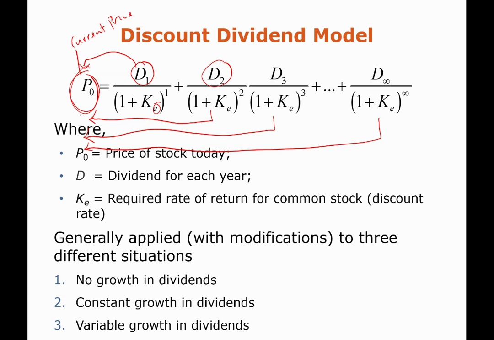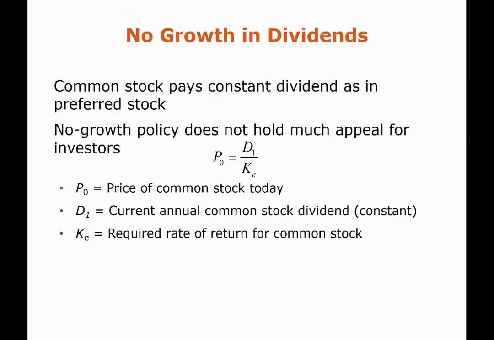Now, we shall make some modifications on this formula depending on whether there is growth in dividends. If there's no growth in dividends, what do we do? What about if there's a constant growth in dividends? And what about if there's some rapid growth in dividends? Let's say in earlier years you have a significant growth in dividends, but then they change over time. So if there's a variable growth in dividends, how do we use the same formula in trying to determine again the value of the common stock?